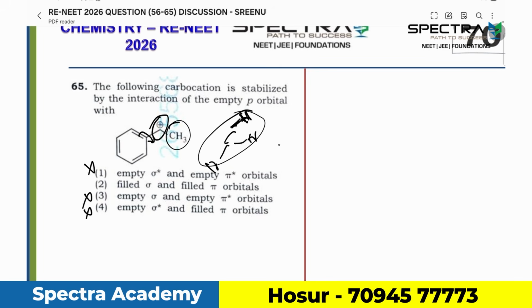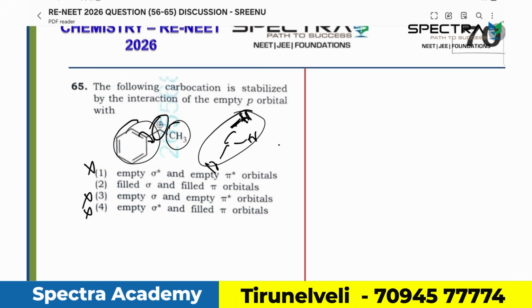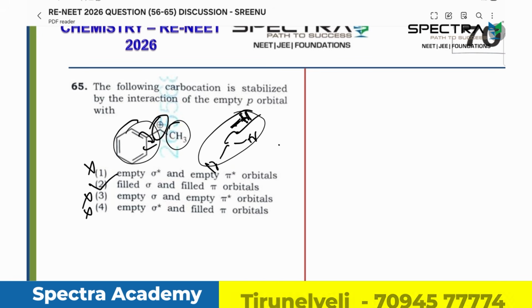So this side is filled sigma orbital, this side is filled pi orbitals. So it is stabilized by both. So you can choose option 2.